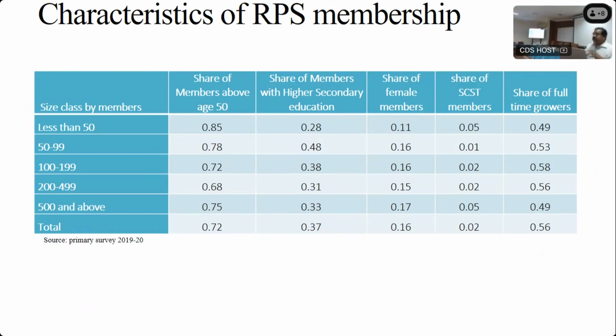Now you can see the nature of that particular RPS we are talking about. We are talking about a voluntary organization filled with people who are really old. I am across 50, so I am also included. People who belong to a higher age, probably not so educated, with hardly any inclusion of female members or persons belonging to scheduled castes. And even full-time growers are not there. About 50% are only growers. So the voluntariness that we are expecting comes from this segment of the population.